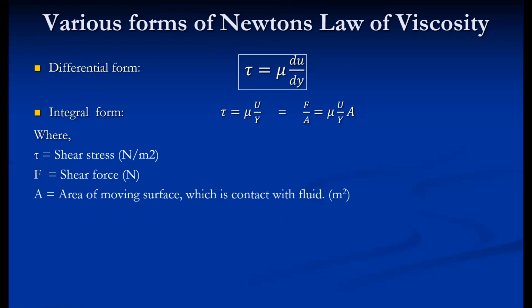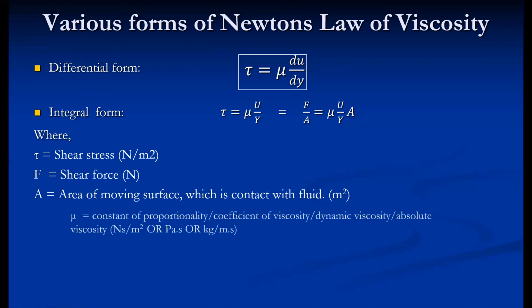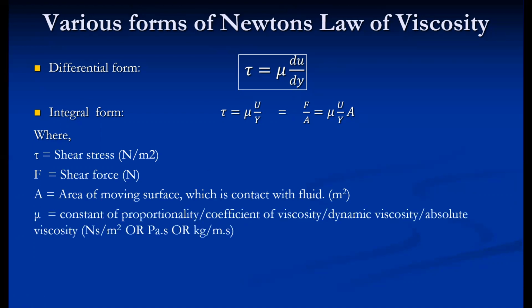A is the area, a very important terminology, which area is to be taken. While solving problems, this confusion arises. Generally, this area is the area of the moving surface which is in contact with the fluid. Mu is the proportionality constant, also called the coefficient of viscosity. Later on, it is called dynamic viscosity as well, because dynamics is all related with the forces involved. As it is obtained from shear force, it is also called dynamic viscosity.